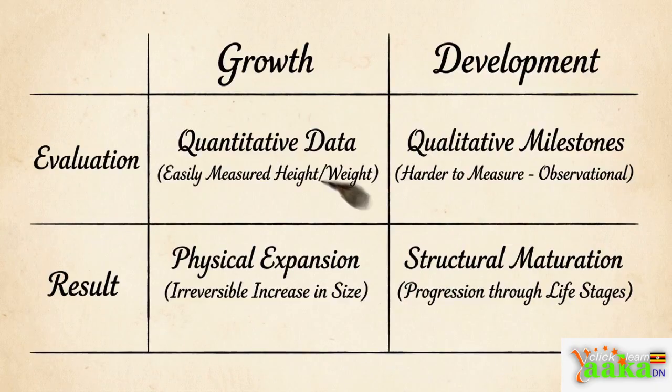This table formally compares the mechanisms of growth and development. Growth is easily measured by recording changes in height or weight, and is largely irreversible. Development, however, is measured observationally by tracking an organism's progression through distinct life stages to achieve an organized, specialized form.